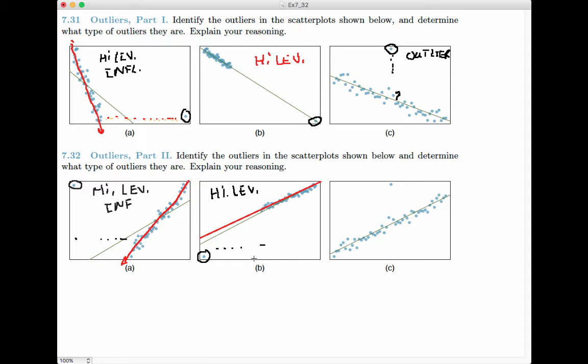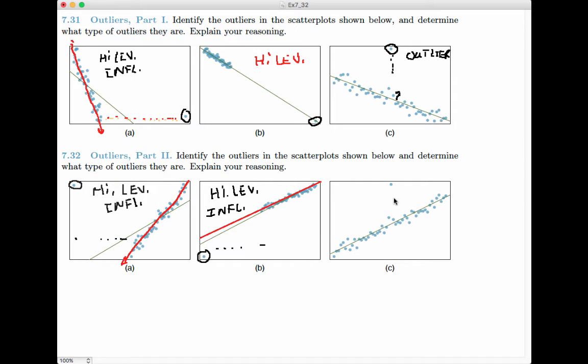While it doesn't have an undue amount of influence on our regression line, as it did in the previous ones in both part A's, it still is going to have a certain amount of influence here. So this is high leverage, and it is again going to be influential. Not nearly as much as it was in the previous problems in both part A's, but nonetheless it is.